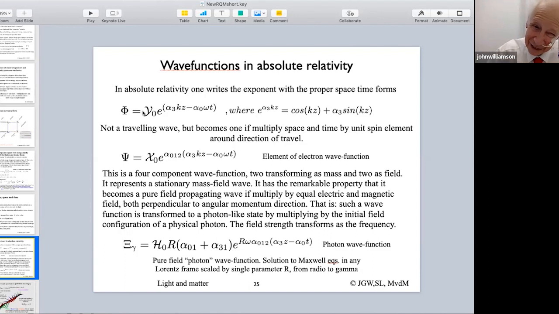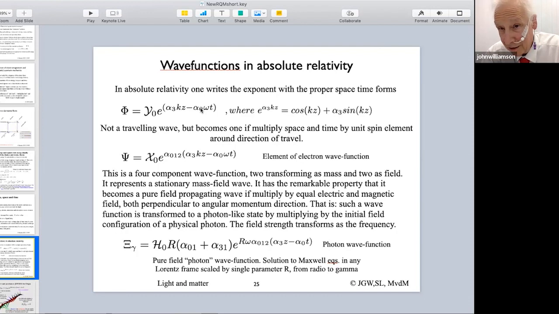Now, it's a little bit less good here, because here's an absolute relativistic wave function, psi 0 times e to the alpha 3 kz, fine, alpha 3 squares to minus 1, but wait a minute, time squares to plus 1. This thing is minus something which squares to plus 1 times omega t. That's a sinh or a cosh, not a sine or a cos. It ain't no traveling wave, it's a falling exponential, at least at long distances. It's not a traveling wave.